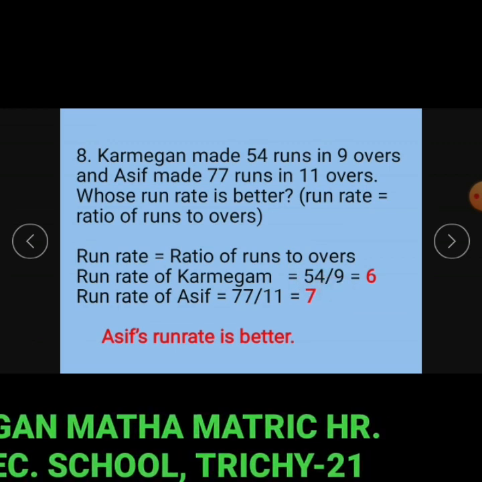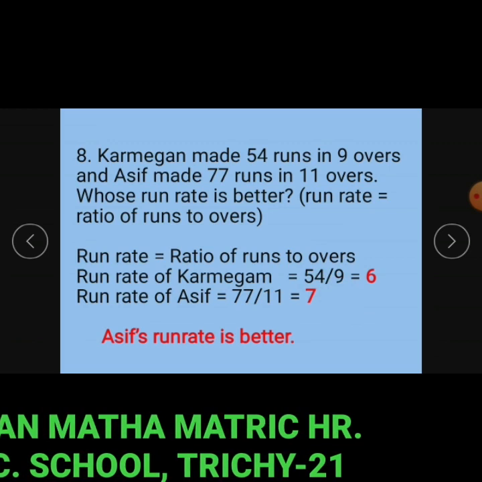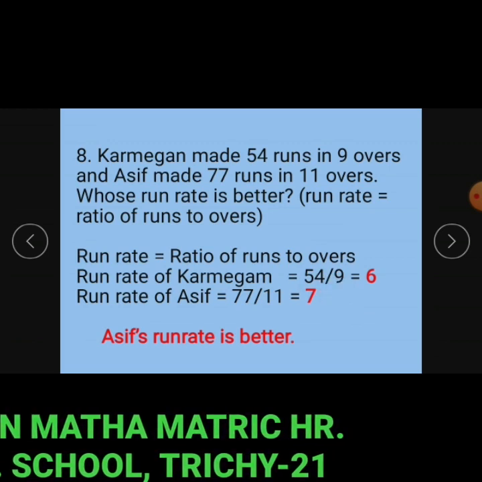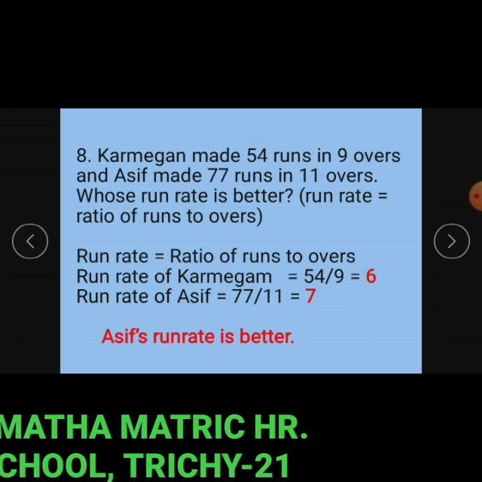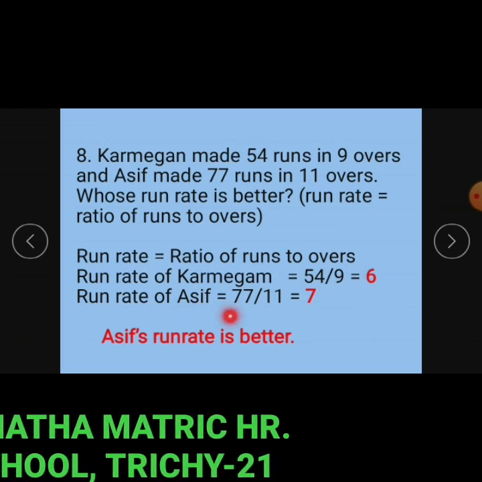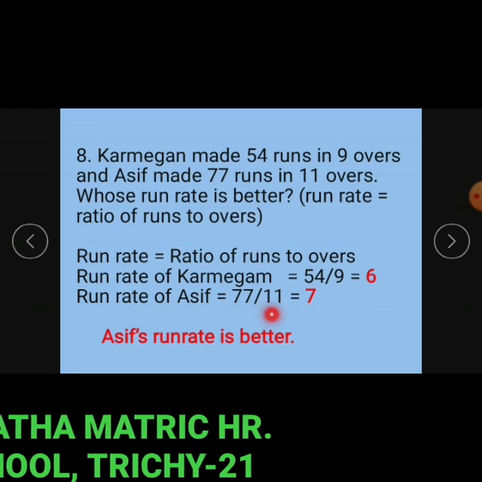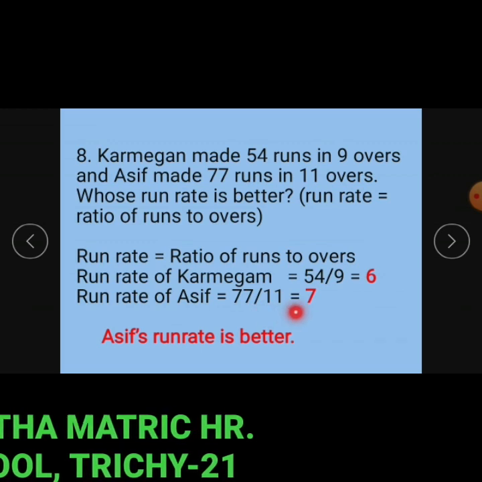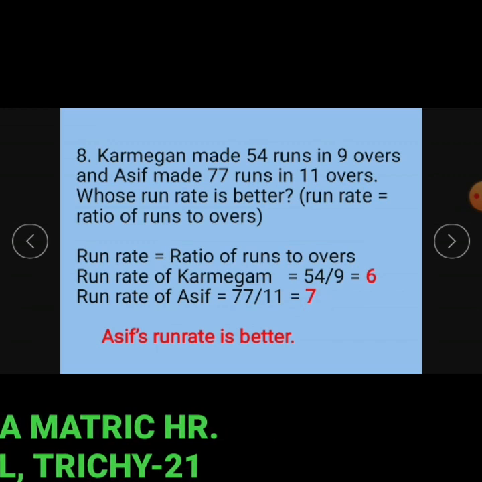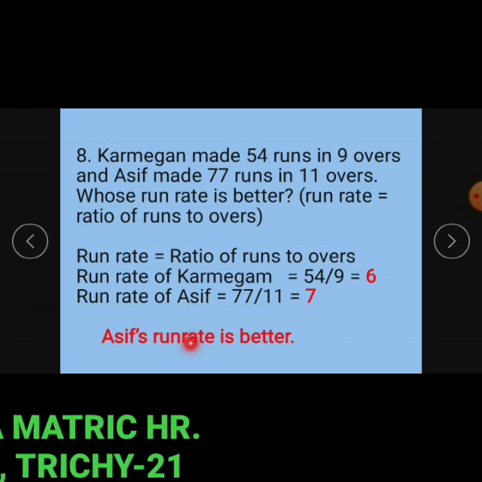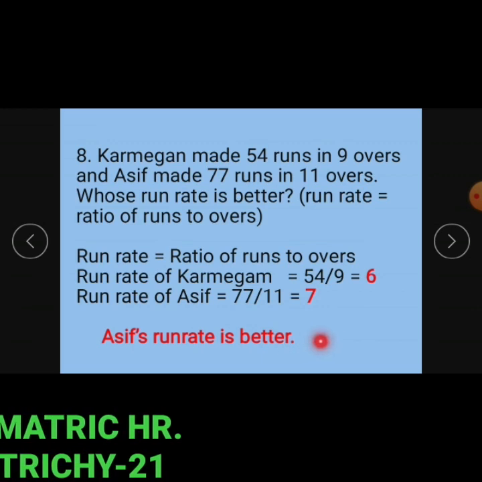Here the ratio is written in fraction form. 54 by 9 equal to 6. So run rate of Asif equal to 77 is to 11 equal to 77 by 11 equal to 7. Here Asif's run rate is better than Karmugilan's.